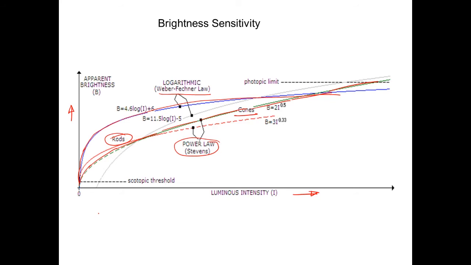Stevens' law is using magnitude estimation, whereas Weber-Fechner's equation is using the JND. So you should see that these are two different tasks, and that results in two different curves. The exponent of the cones and the exponent of the rods is given over here. Both are less than 1.